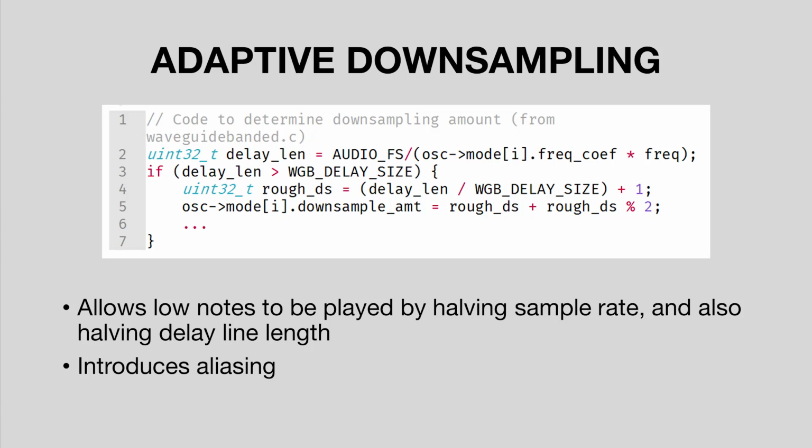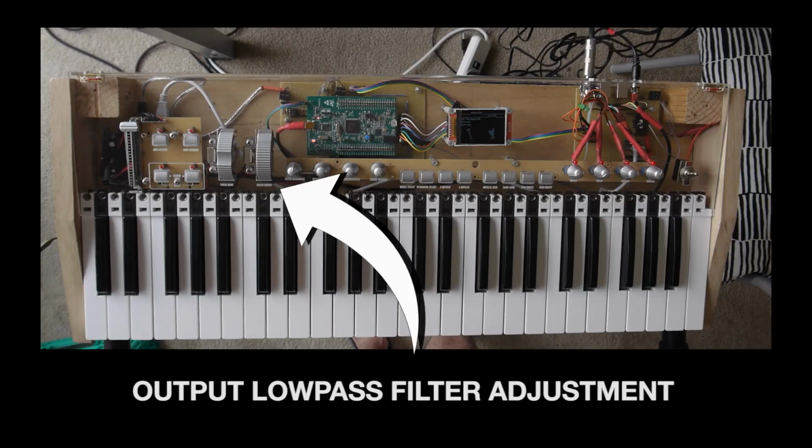Another addition I made was adaptive downsampling. This halved the sample rate whenever delay lines became too long to store in memory. Without this, it would not be possible to play the low notes on the keyboard. When really low notes are played, aliasing can be heard because of this. The aliasing is easy to filter out, especially with the output low pass filter mapped to the modulation wheel.